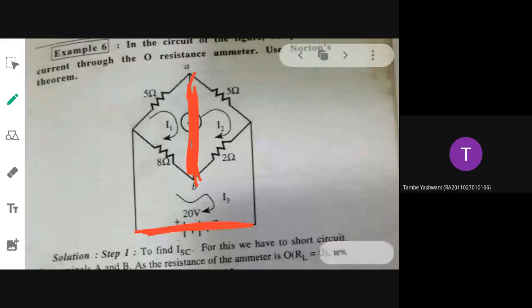Okay, then you will redraw the circuit. Then if you redraw, which two resistances will be connected in parallel? Or you will remove it, I think, not short.